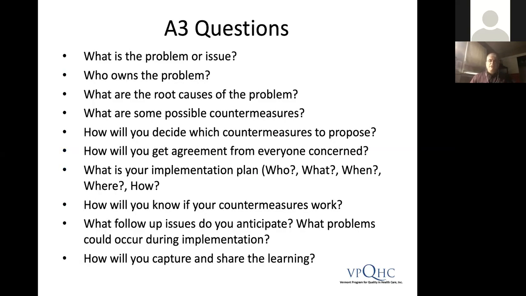These questions are useful as a reference when you go through the process of being able to define an A3. And I do come back to these time and time again. They're actually in that book, the Managing to Learn book.